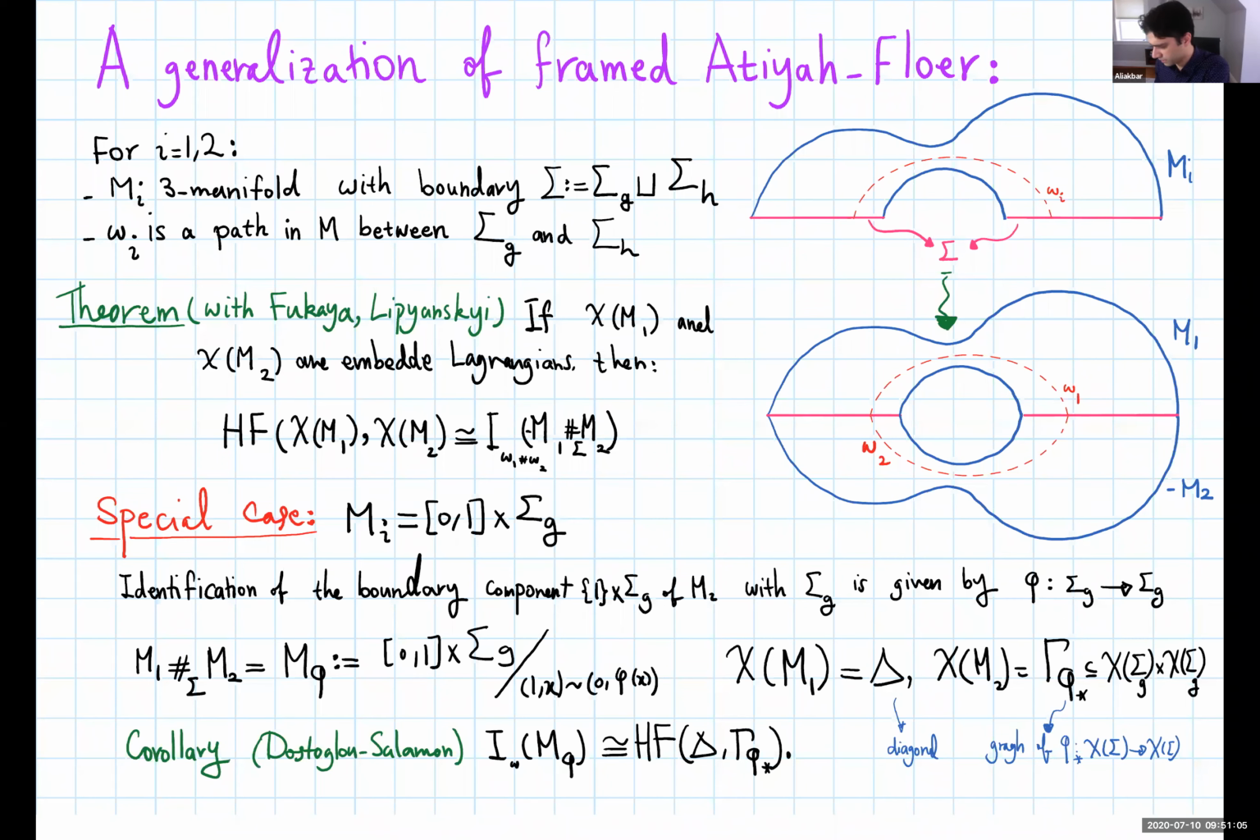And this essentially recovers some theorem of Dostoglou and Salamon that instanton Floer homology of this mapping torus is isomorphic to the Lagrangian Floer homology of the diagonal and the graph of phi star. I said essentially because you want to identify this Lagrangian Floer homology on the right-hand side with the symplectic homology of your map phi star. And I think this is one of the folklore theorems in symplectic geometry, which I don't think the proof is written anywhere.